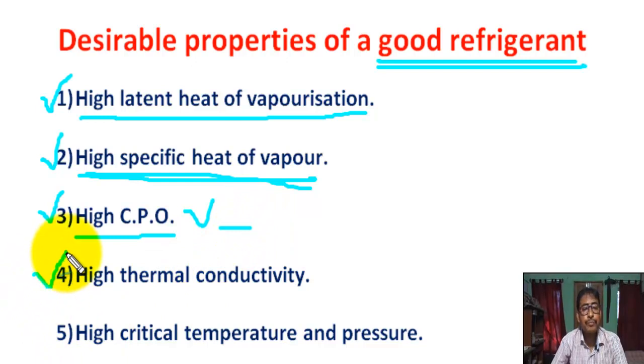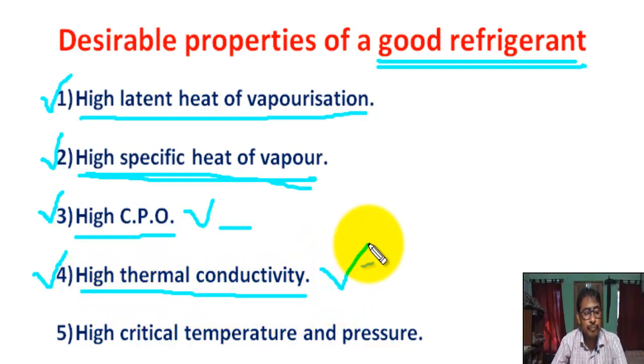Number 4, a refrigerant must be high thermal conductivity. For a high heat transfer coefficient, a high thermal conductivity is desirable. R22 refrigerant has better heat transfer capacity. R21 is still better.